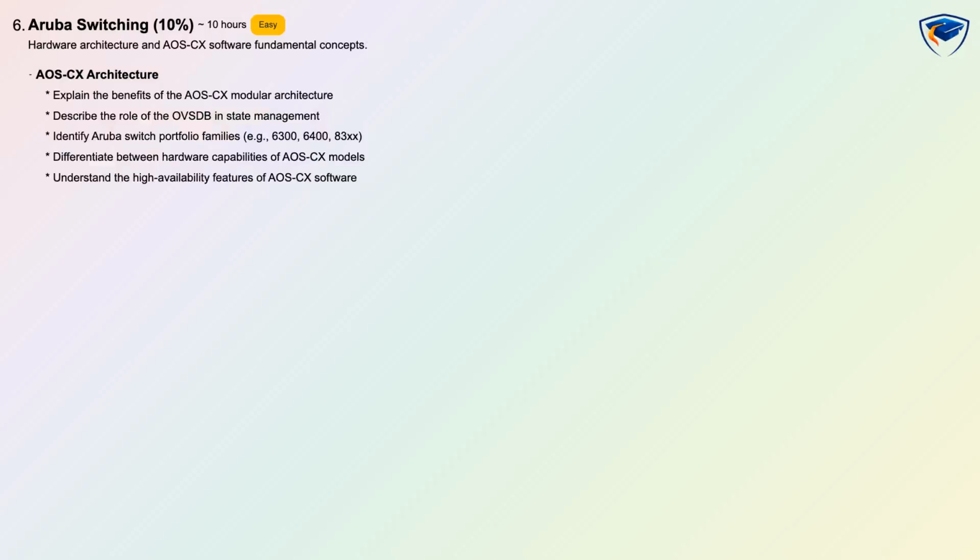Aruba switching is 10% and covers hardware architecture and AOS-CX software fundamentals. This domain is easy with about 10 hours of study and a mix of conceptual and scenario-based assessment questions. You will explain the benefits of the AOS-CX modular architecture, describe the role of OVSDB in state management, and identify Aruba switch families such as the 6300 and 6400 series.